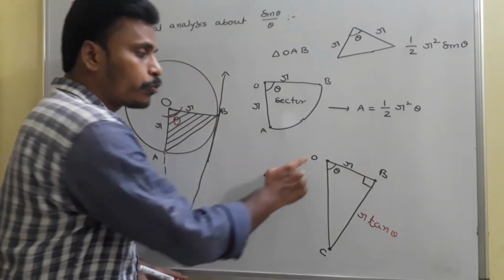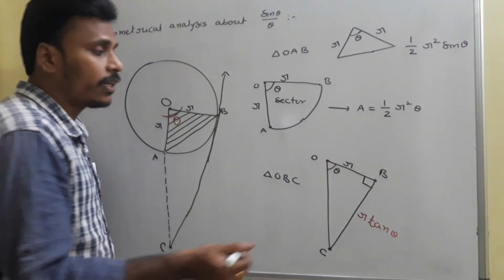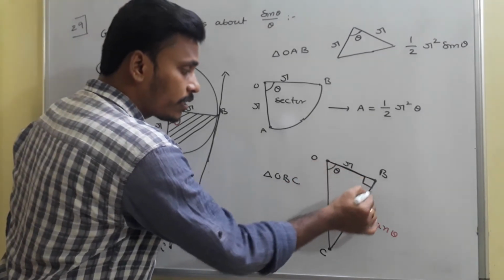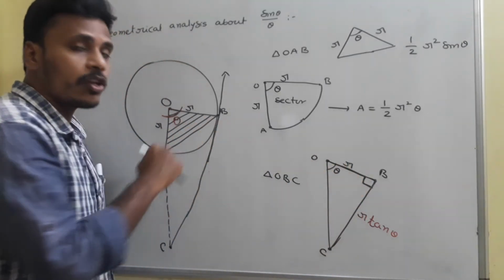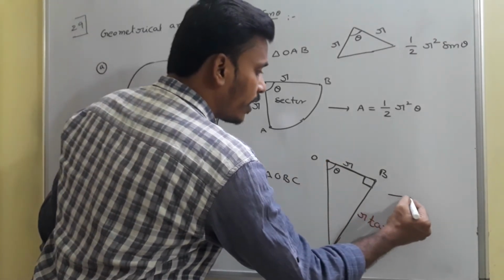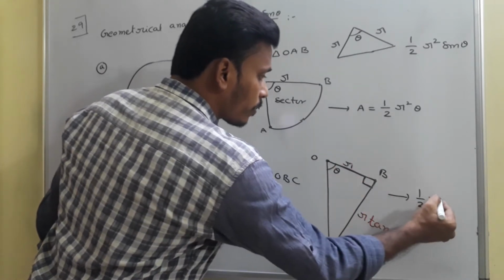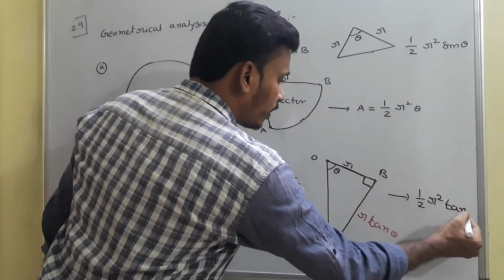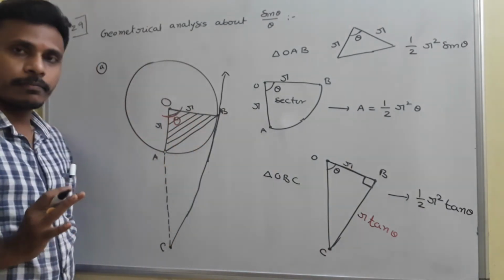So just observe here, it is a right angle triangle. Since it is a right angle triangle, these are the two sides enclosing the right angle. So the area of the right angle triangle is half the product of these two, in the sense, half r square tan theta. So just observe the diagram.